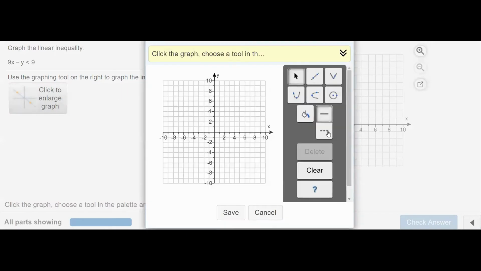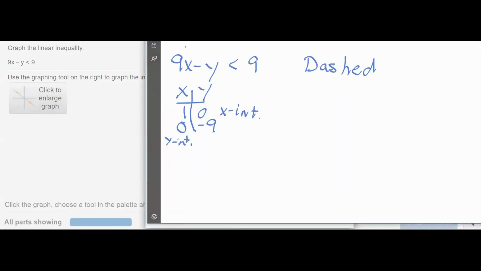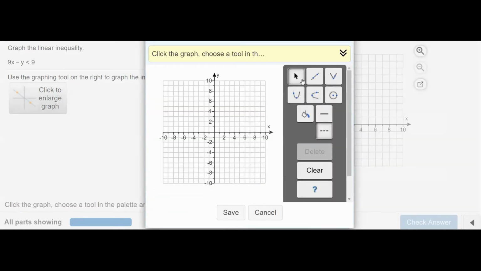But getting the dashed line with 1, 0 and 0, negative 9, again, watch the coordinates there, 1, 0 and 0, negative 9. It's a little hard to see for me in that yellow, but it is a dashed line.